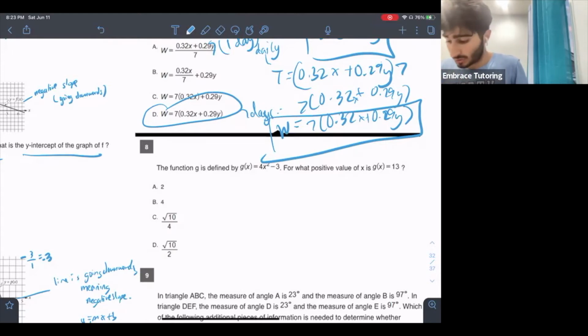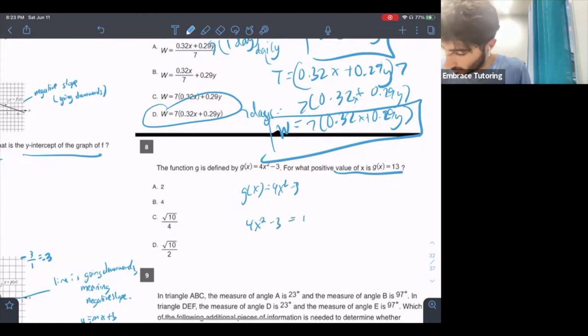Question 8. Function g is defined by g of x is equal to 4x squared minus 3. For what positive value of x is g of x equal to 13? So what they're asking is for what value of x is the y value equal to 13? Meaning what you could do here is set 4x squared minus 3 equal to 13.